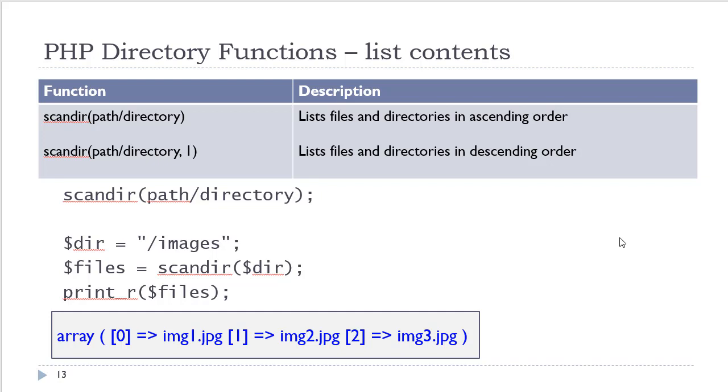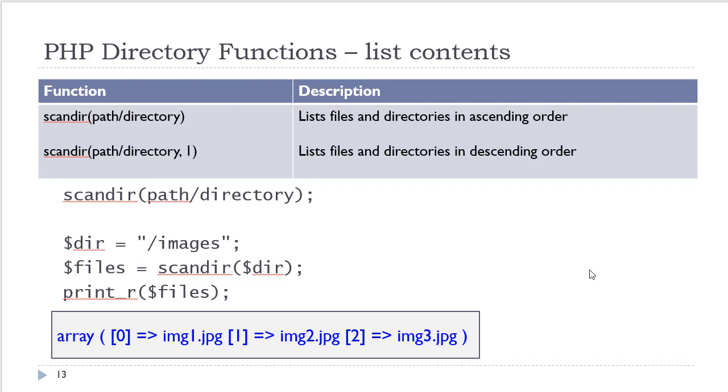We have the ability to list the contents of a directory. A directory is the same thing as a folder. Folders were originally called directories, and that terminology still exists on the web server. The scandir function will allow us to do that. It takes one parameter, the name of the directory or the path to that directory.